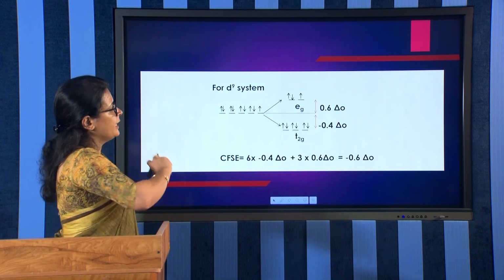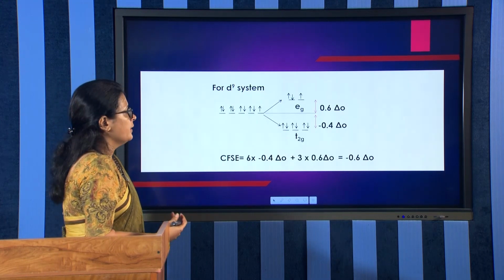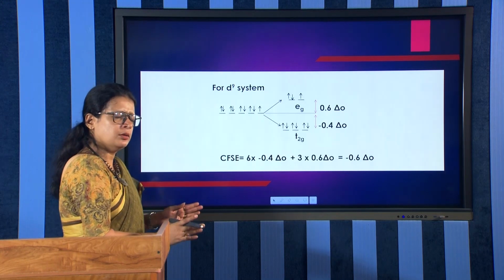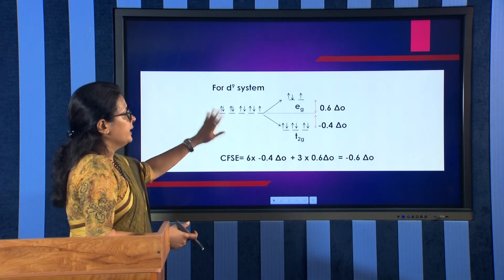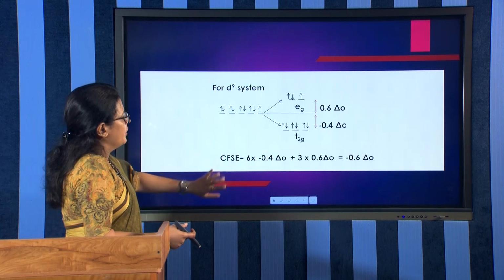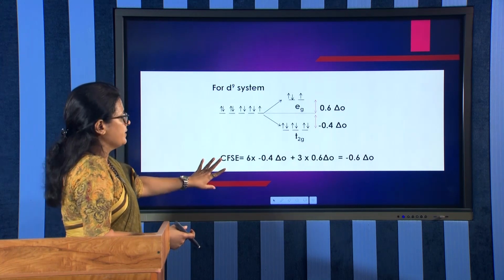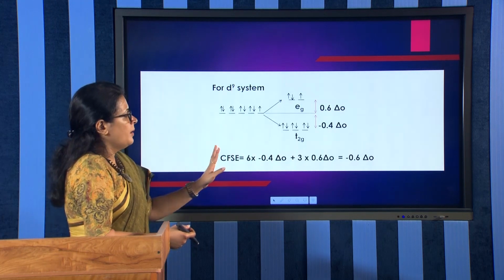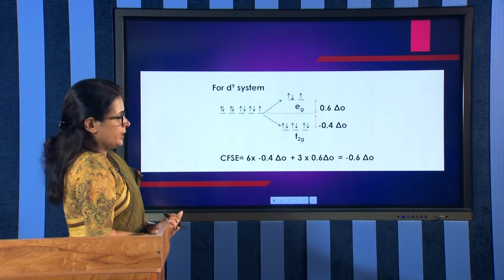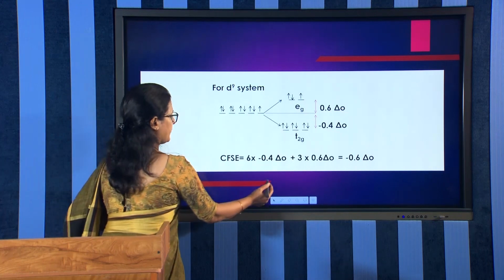And the D9 system is also the same. There are no two cases, case 1 and case 2 are absent in this case also. Only this arrangement is possible, and we can calculate the CFSE by merely adding the number of electrons, and finally you get the answer minus 0.6 delta O.